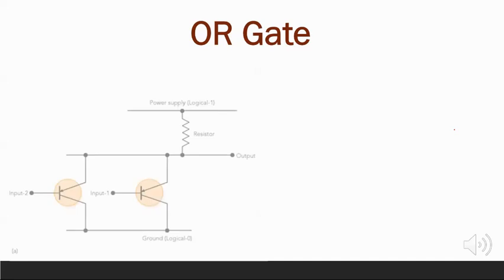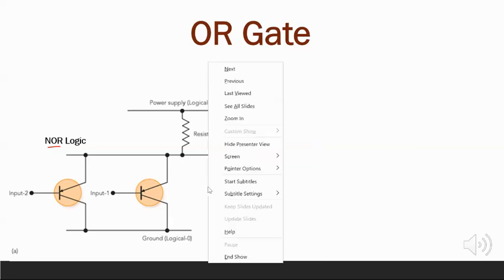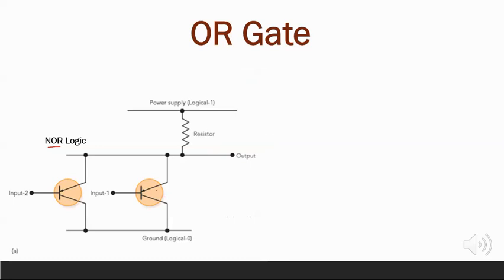The OR gate can be implemented on a NOR gate. A NOR gate can be implemented with two parallel connected transistors as shown in the figure. In the NOR gate, when input 1 and input 2 are both at a low level, both transistors are blocking. The output is kept at a high level.